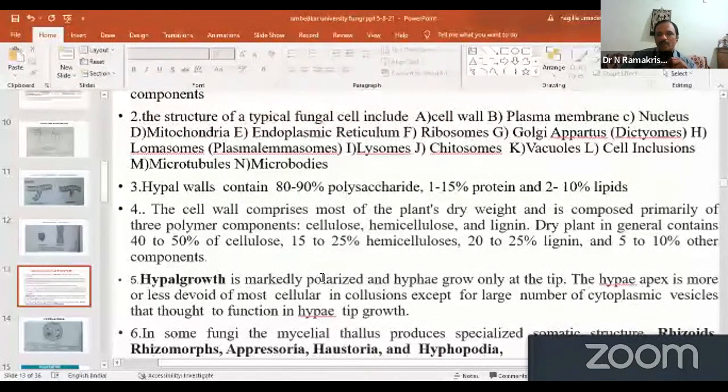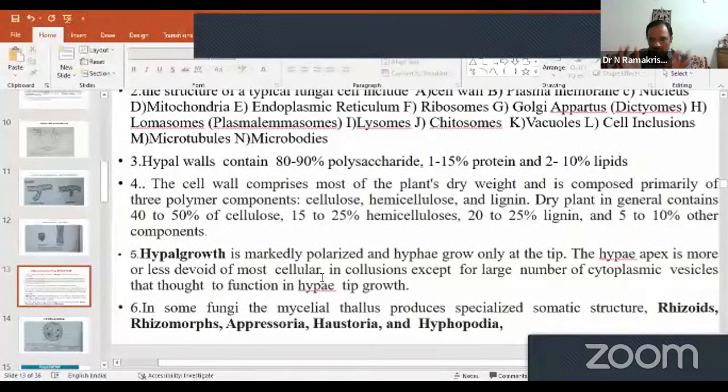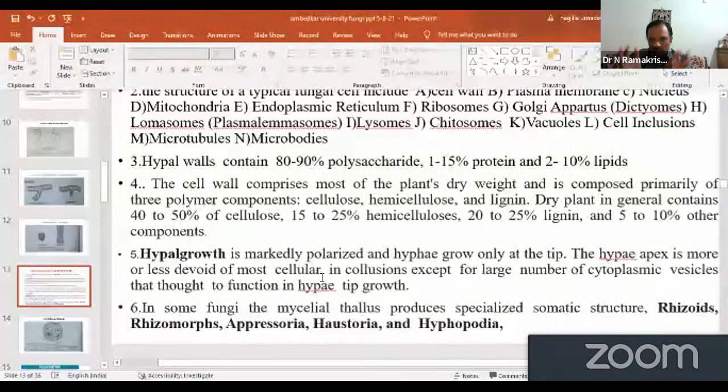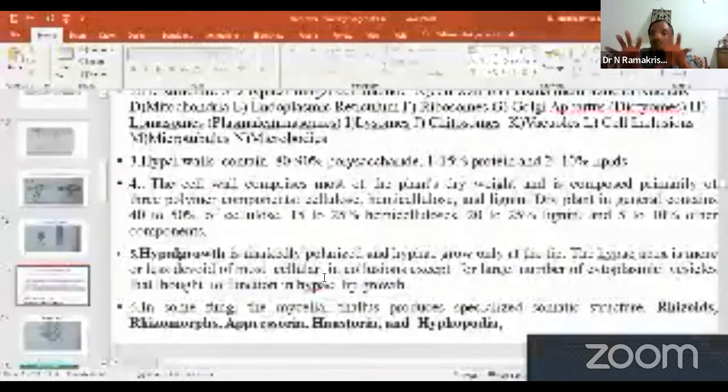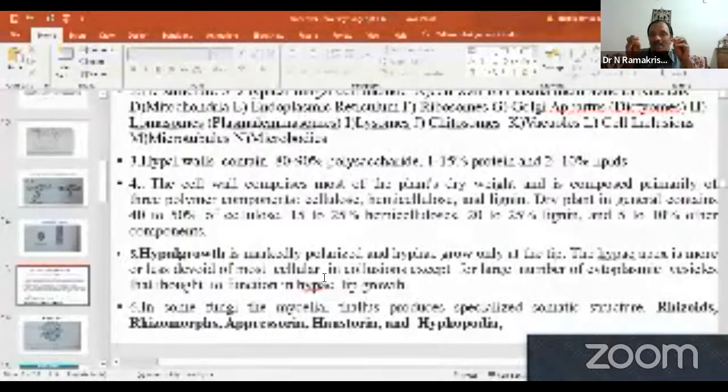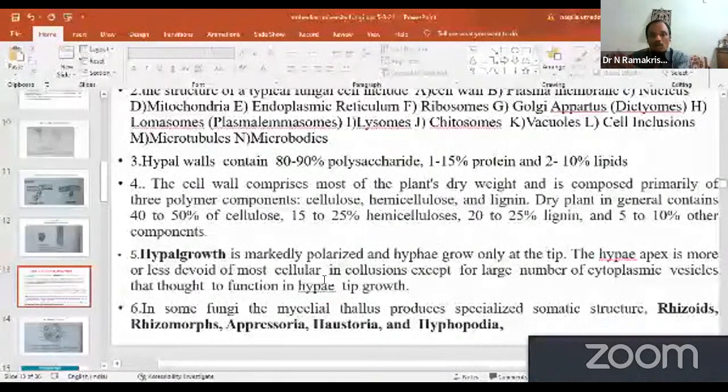In some fungi, the mycelial thallus produces specialized somatic structures. In some types of fungus there are different types of structures and parts. We call them rhizoids, rhizomorphs, appressoria, haustoria, and hyphopodia. These are all fungal structures; some have a loose arrangement, others a close, very compact arrangement, depending on the structure: rhizoids, rhizomorphs, appressoria, haustoria, and hyphopodia.